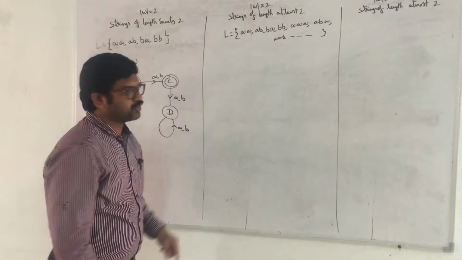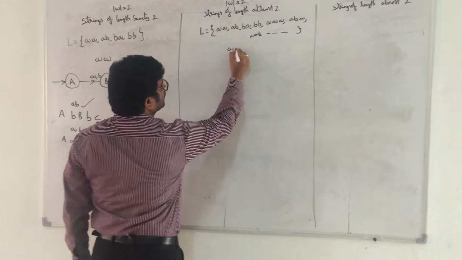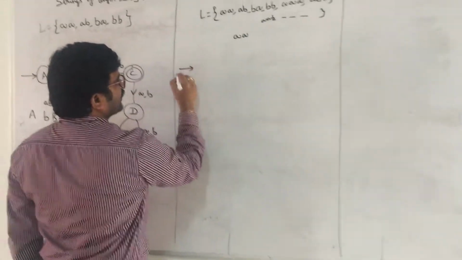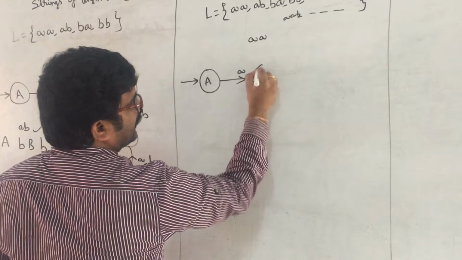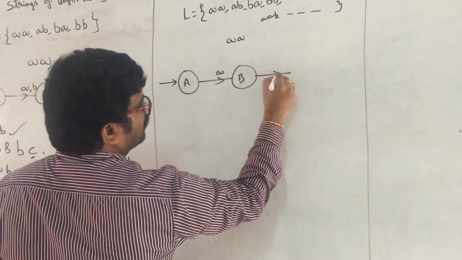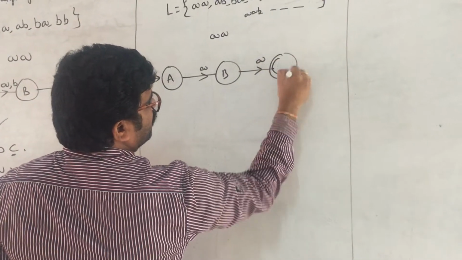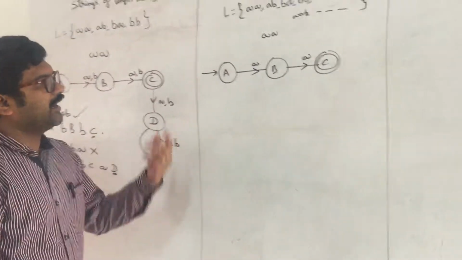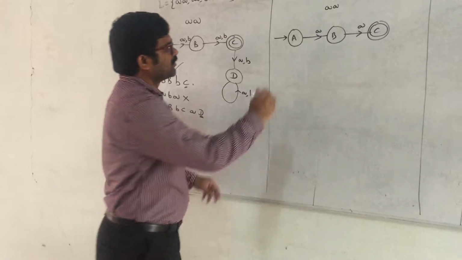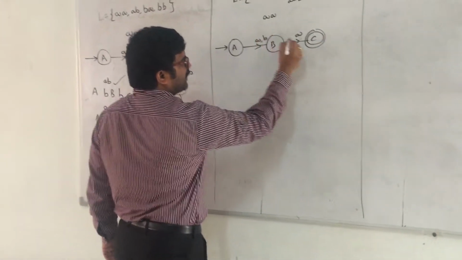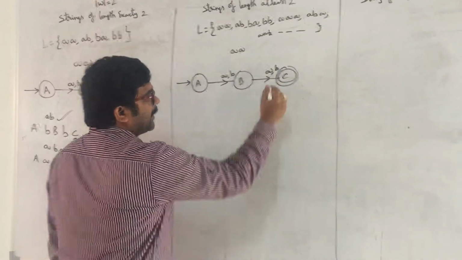Infinite means take the least length string and draw the skeleton. The least length string is A, so that's the reason I am drawing the skeleton for the least length string A. This is my final state. Now I will draw the skeleton in the same fashion as explained earlier. Here also you can include the transition B.